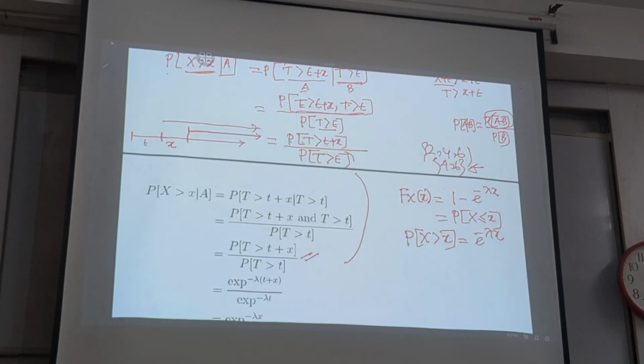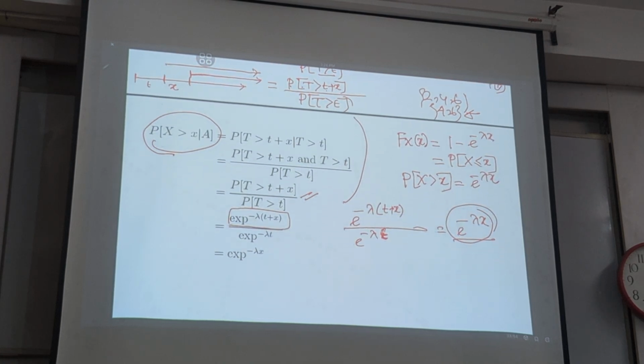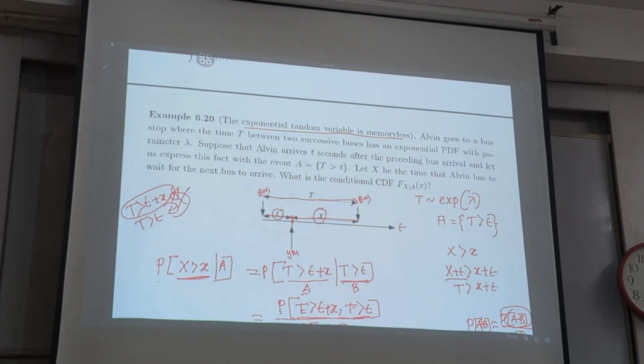The probability that T is greater than t plus x is equal to e to the power minus lambda times (t plus x), and in the denominator we can write e to the power minus lambda t, which gives e to the power minus lambda x. So what is this distribution? This distribution is exponential. So now what can we conclude from here?